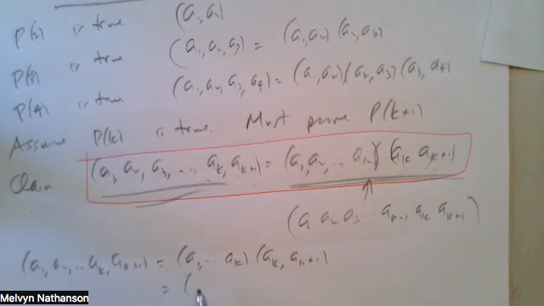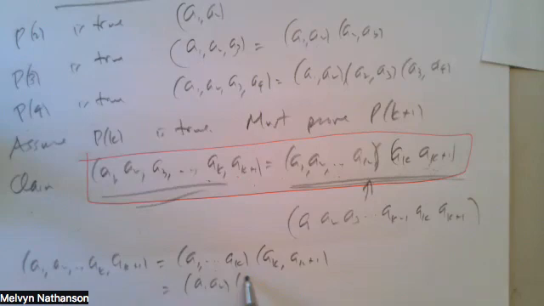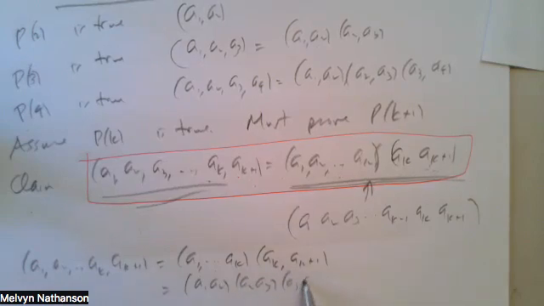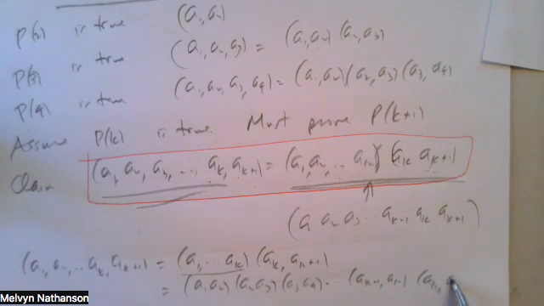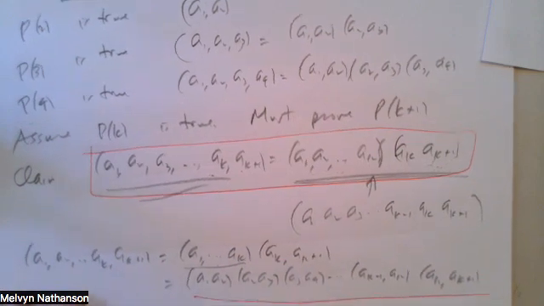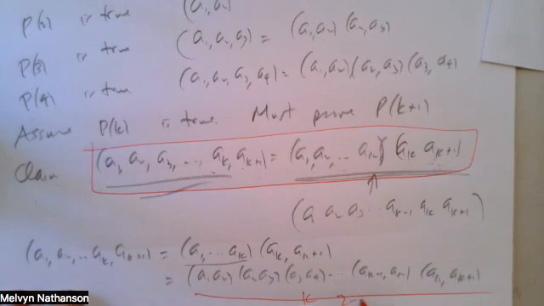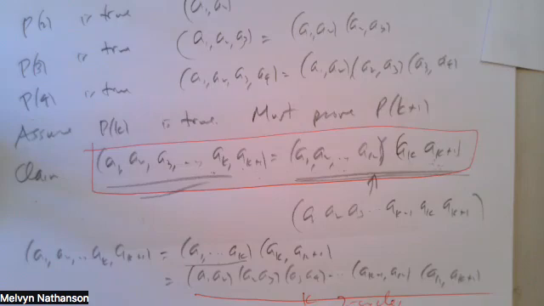In fact, we could have made the induction hypothesis that this is a1 a2, a2 a3, a3 a4, all the way up to a sub k minus 1, a sub k, that's this, times this. And what we have over here, this is k two-cycles. So this is a proof by mathematical induction that every k-cycle is a product of two cycles.